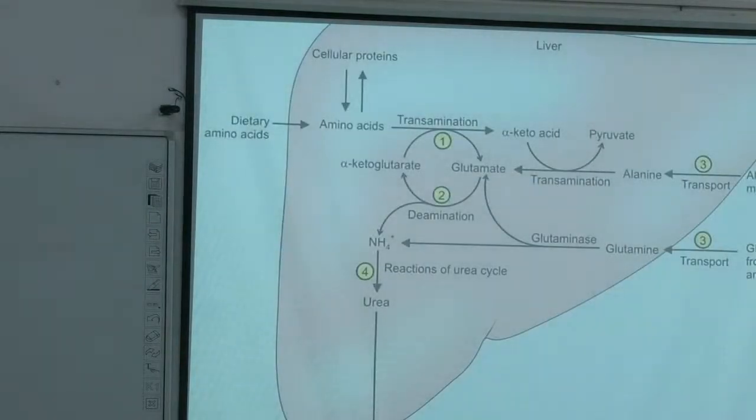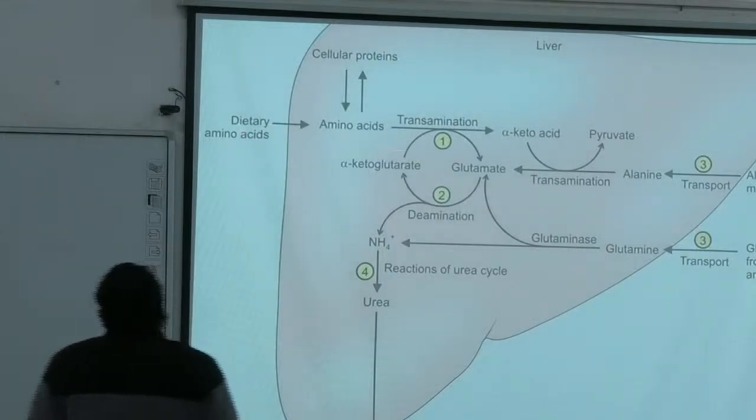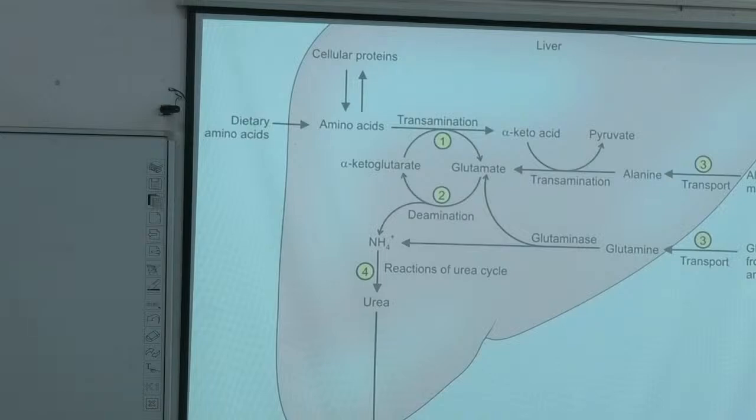And this is the overview of the catabolism of amino acids. We take protein directly in our diet, and protein is what? It is a long chain of amino acids which contain polypeptides, okay. And these amino acids further go for transamination reaction, formation of alpha keto acid, which forms pyruvate directly, okay. And this alpha ketoglutarate forms glutamate.